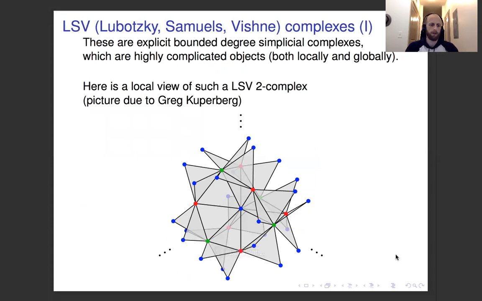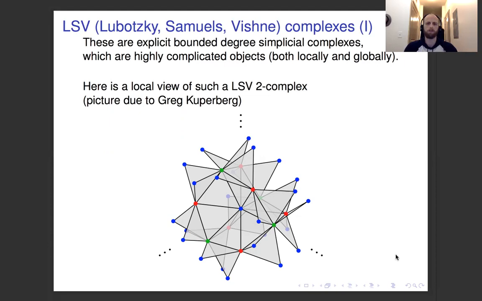Okay, so the key to getting better geometric complexes, which also appears in the title, is using what are called high dimensional expanders, and in particular, the construction of Lubotzky, Samuels, and Vishne, which we will call LSV complexes.